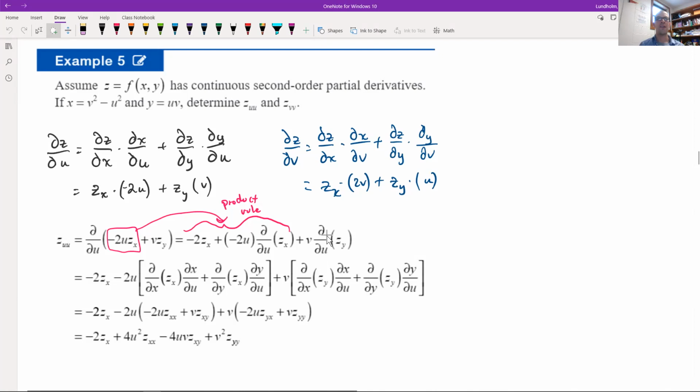A kind of weird notation would make it z sub y u, but you don't really want to mix intermediate variables and the independent variables. We're going to change everything into the independent variables towards the end here.